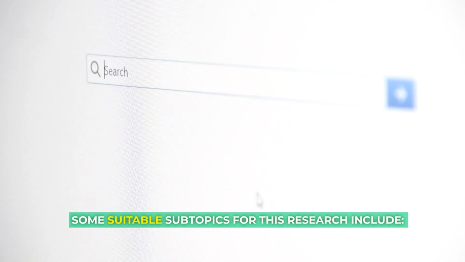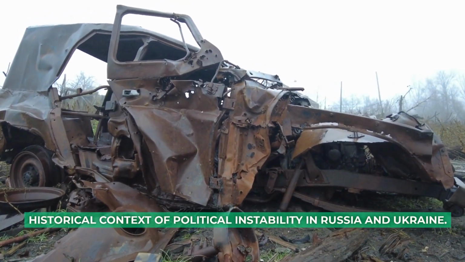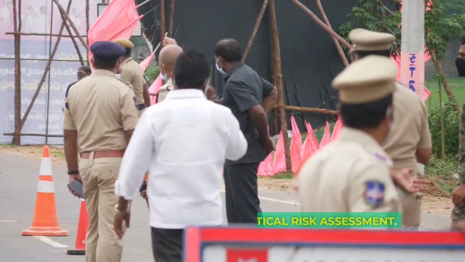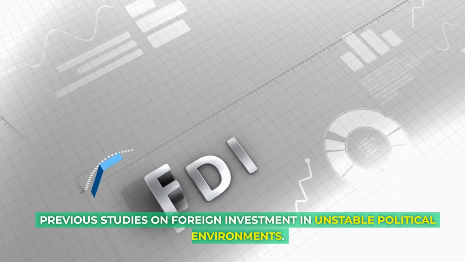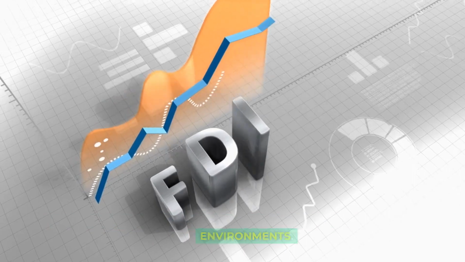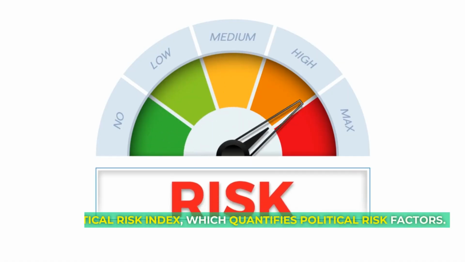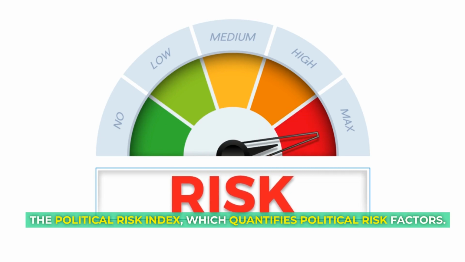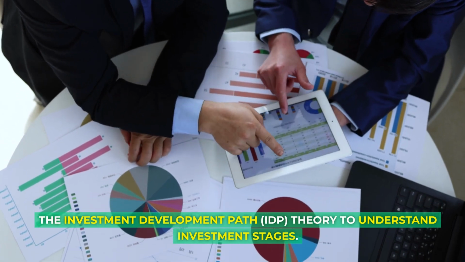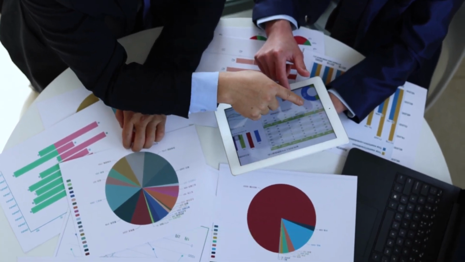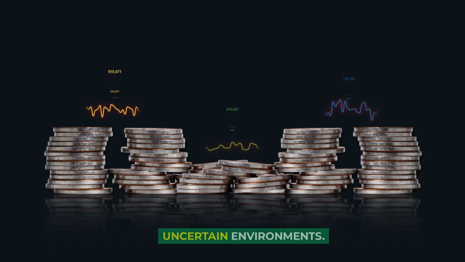Some suitable subtopics for this research include historical context of political instability in Russia and Ukraine, theoretical models of political risk assessment, previous studies on foreign investment in unstable political environments. As for theories and models, you can adopt the Political Risk Index, which quantifies political risk factors, the Investment Development Path (IDP) theory to understand investment stages, the Real Options Theory to assess investment flexibility in uncertain environments.